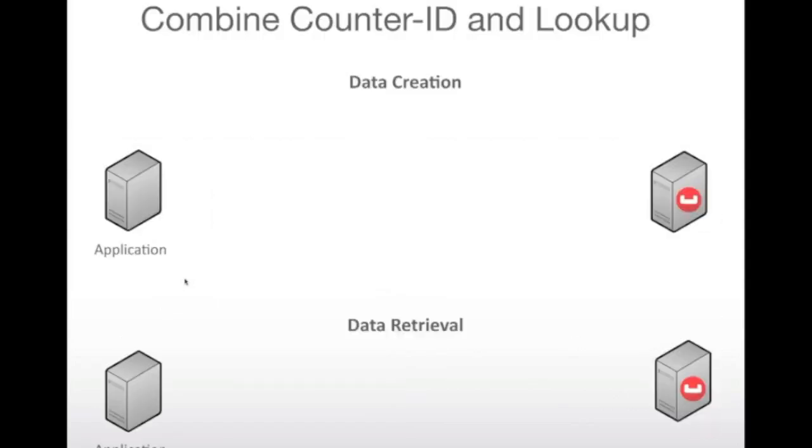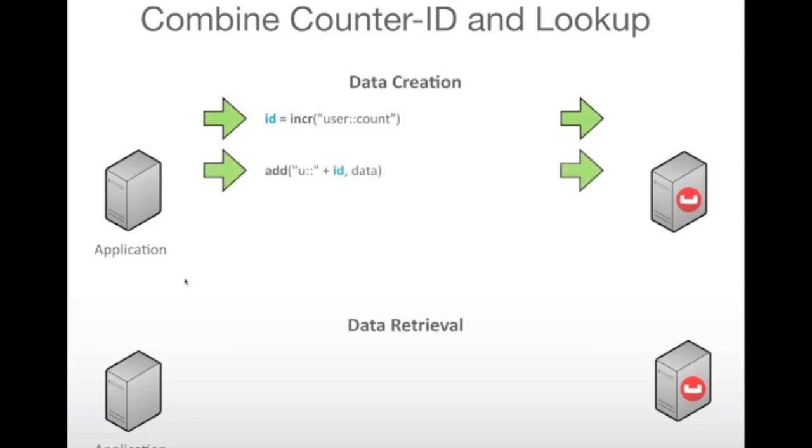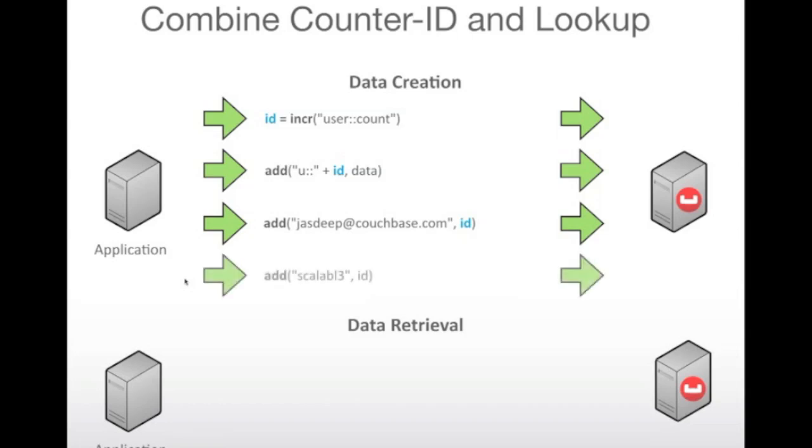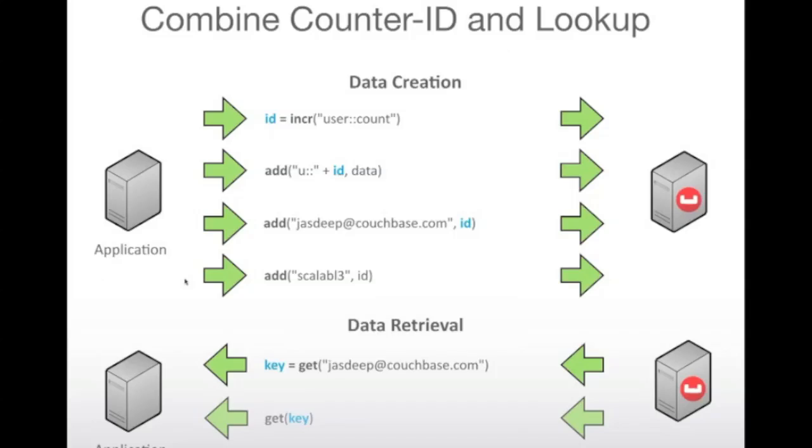So this is a sort of description or visualization of it. This is how I'm going to create using both the patterns together. The ID is an increment on user count. I'm using that user count to add the primary document. Then I'm adding lookup documents, which just store the ID itself. And data retrieval is, again, a two-step process. Do a get on the lookup document, and then get the primary document.